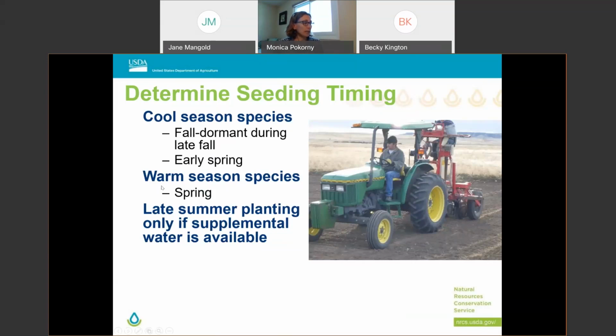Okay, and then if you're seeding warm season grasses, those really do better if you seed them in the spring, but also an early spring planting. The late summer planting, late summer being August, early September, we really only recommend that if you have a way to irrigate your site and can get your plants up and growing, so that they're going to be able to overwinter as a seedling.